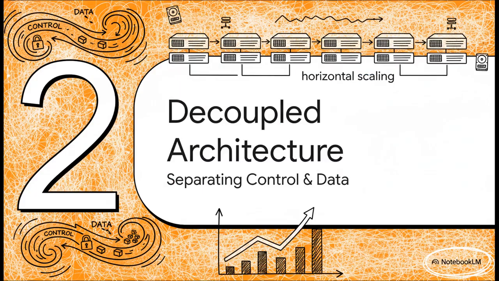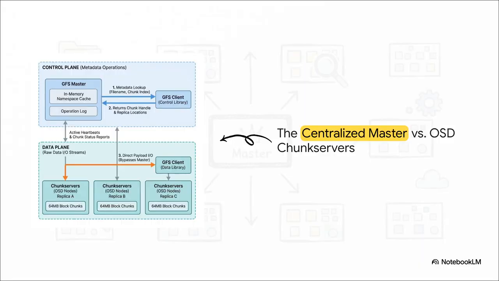Moving on to Section 2, the decoupled architecture, separating control from data. So this is the radical architectural shift that made horizontal scaling actually possible. I like to think of GFS as a busy airport and a shipping port combined into one. The GFS master, sitting up top in the control plane, is basically your air traffic controller. It's a single node that just maintains the namespace directory indexes in its volatile memory cache. It doesn't actually touch the data itself.